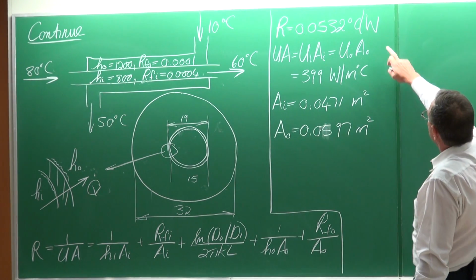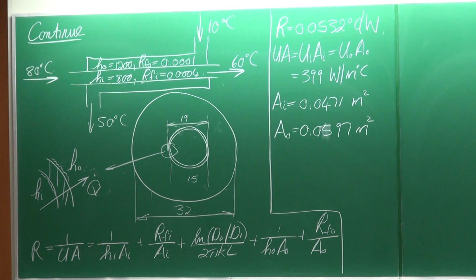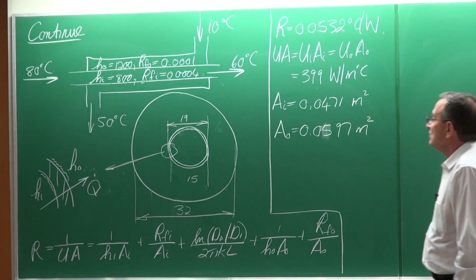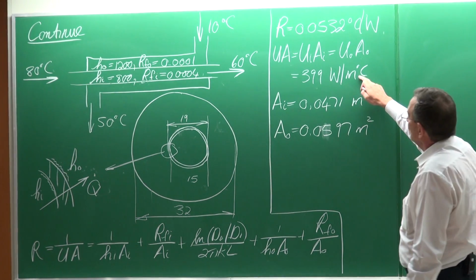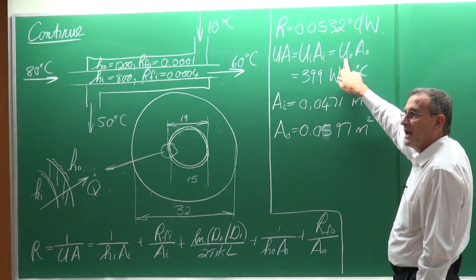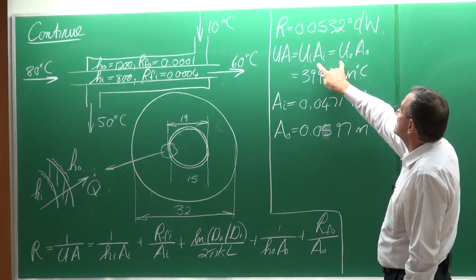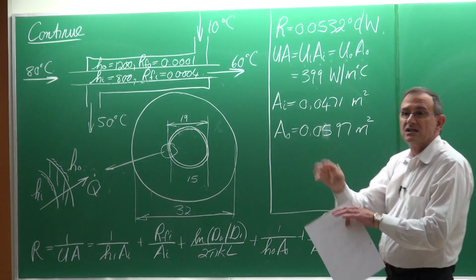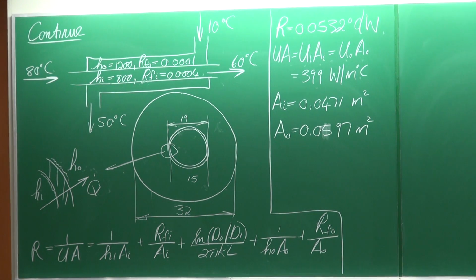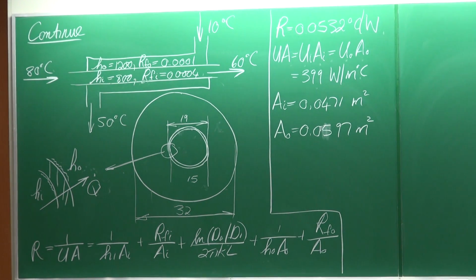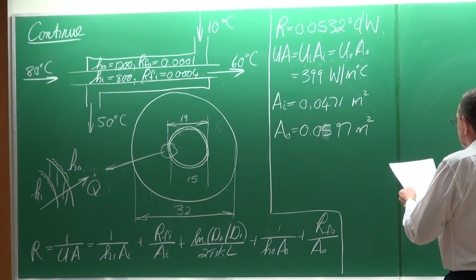Okay, so the total resistance was R equal to 0.00532. From this we can solve U multiplied by A, which is 399. What is important is that the overall heat transfer coefficient is not equal to that of the outside. Why? Because the areas are different. If the areas are the same, then the overall heat transfer coefficient based on the inside or on the outside would be the same. Very important concept.